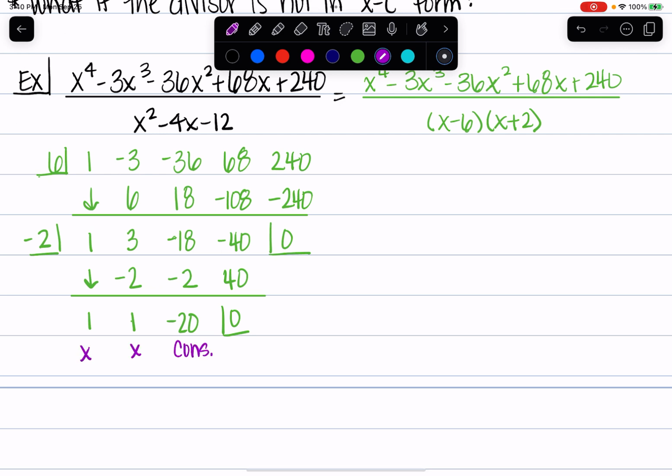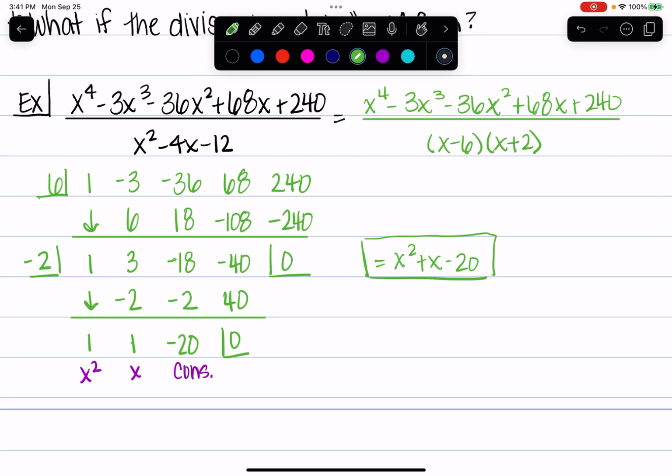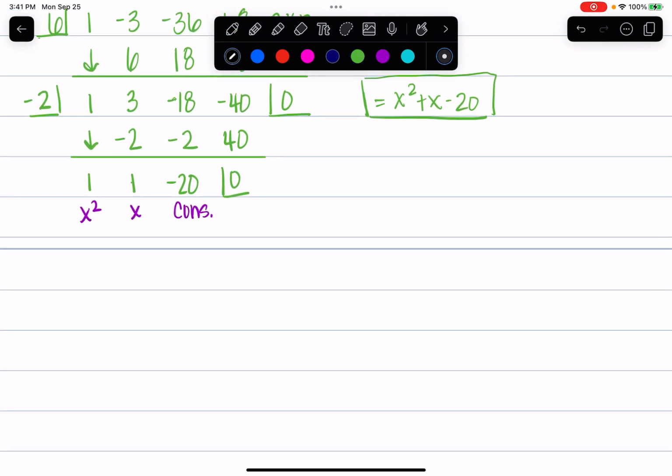This is your x, and this is your x squared. So my solution to this whole problem is x squared plus x minus 20. And that's how you're going to work one of those problems. Okay, so that is all we're going to do for the practice of synthetic division. However, everything that we do after this involves synthetic division, so there will be a lot more examples of it.